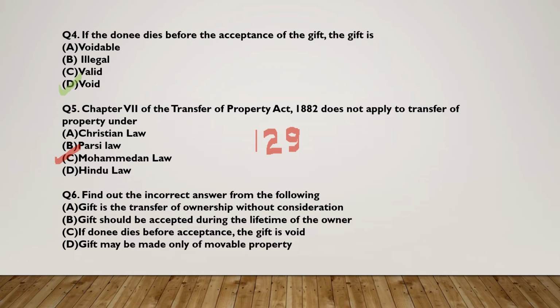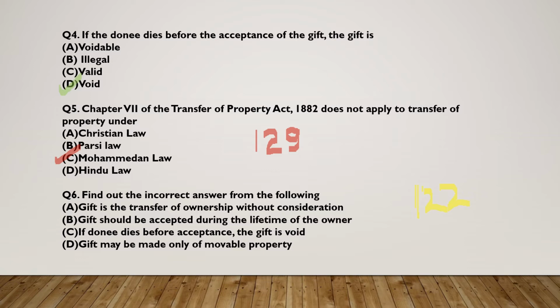So what is the correct option here? As per Section 122 of TPA, whenever I am saying TPA, mind that it is the Transfer of Property Act, okay? It should be well known by you. So 122 of the Transfer of Property Act says that gift is the transfer of certain existing movable property made voluntarily and without consideration by one person to another.